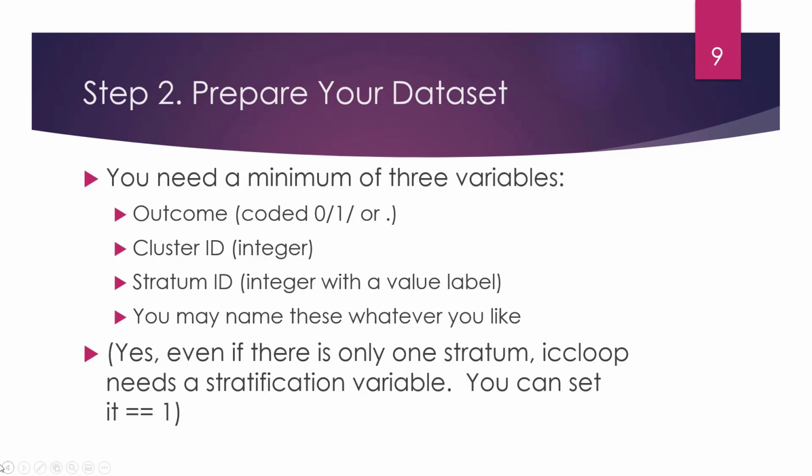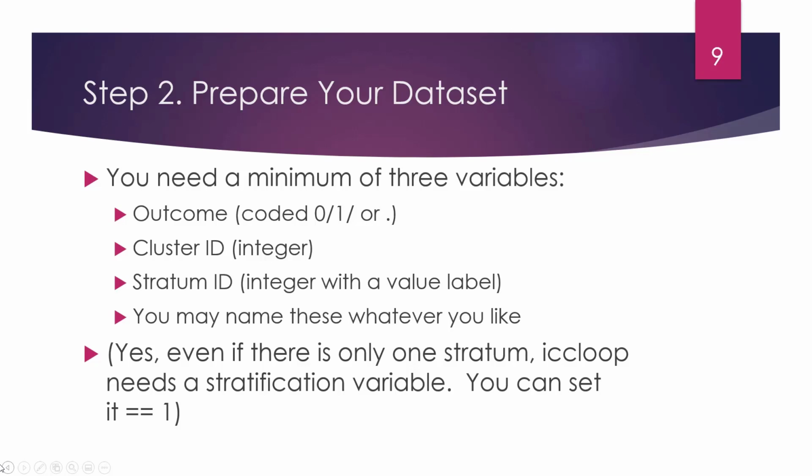The second variable you need to have is a cluster ID stored as an integer, and you need to have a stratum ID stored as an integer also. A lot of times those are stored as an integer with a value label. We'll demonstrate that today. Or maybe there's no value label, and we'll talk about what to do in that circumstance. These three variables are the minimum set that you need to run our ICC Loop program. You can name those variables whatever you like.